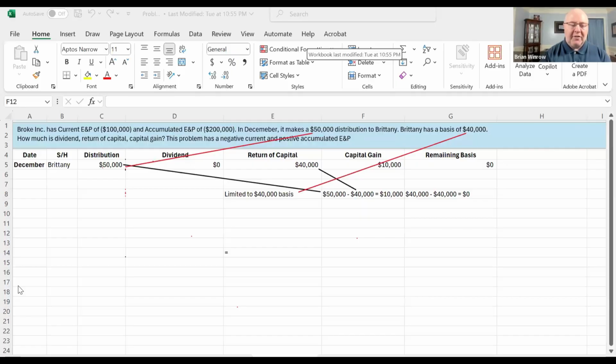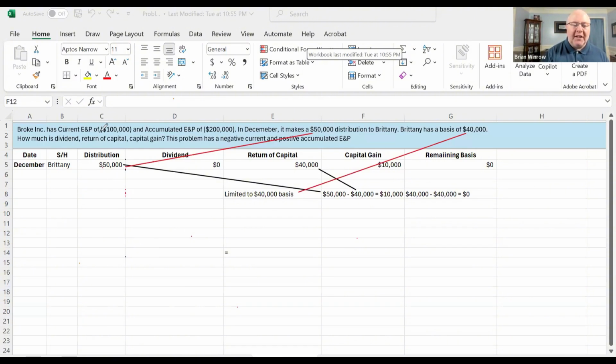All right, y'all, this is our last one. What we're going to do is go through and we have a negative and a negative. So we have Broke Incorporated has current E&P of a deficit of $100,000 and accumulated E&P of 200,000. So Broke Corporation has no money. They're broke. A deficit on each of them. In December, it makes a $50,000 distribution to Brittany. Brittany has a basis of $40,000. All right, so we have a December distribution from Broke, and we have Brittany as our shareholder. The distribution, like I said, is $50,000.